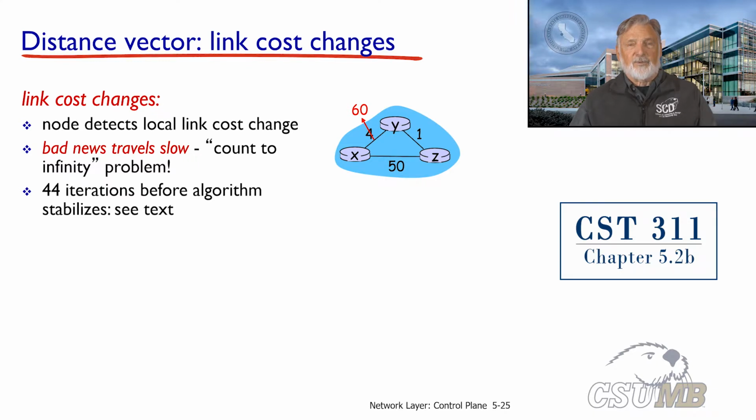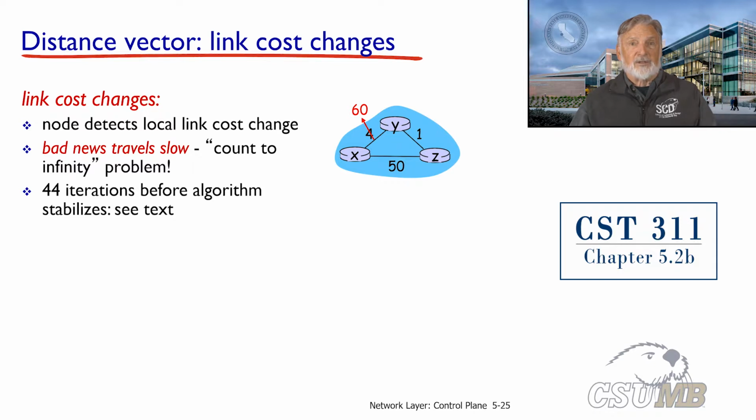Let's look at the simple 3-node network again. In the initial state, d_y(x) equals 4, d_y(z) equals 1, d_z(y) equals 1, and d_z(x) equals 5. Now the cost of the link between nodes x and y changes suddenly from 4 to 60.